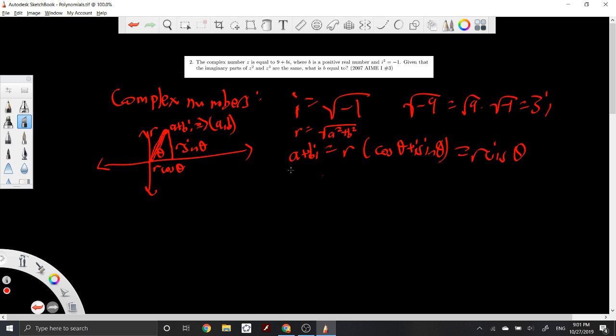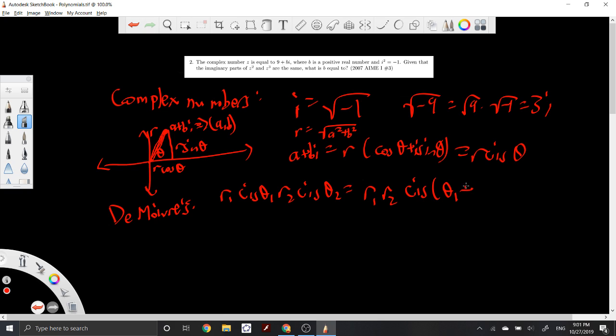So that's notation. De Moivre's is a powerful theorem that basically lets us say, explicitly written, r1 cis theta 1 times r2 cis theta 2. So we multiply two complex numbers. Then what happens is the magnitudes multiply and the angles add. These theta 1 and theta 2, we call them arguments.